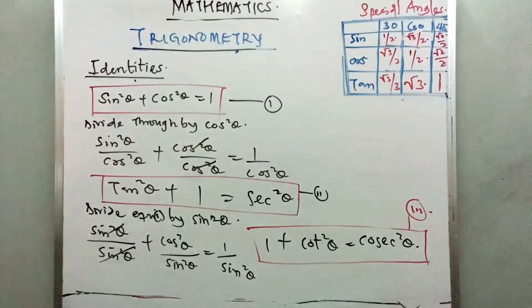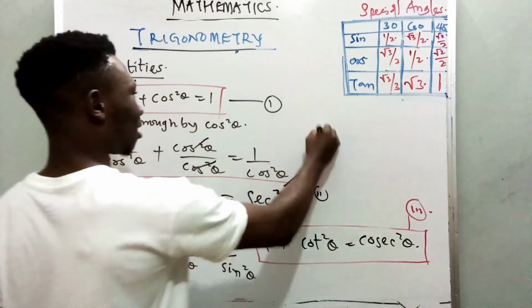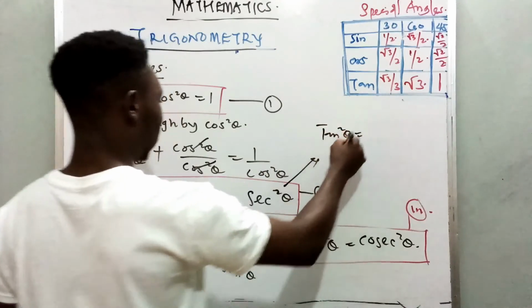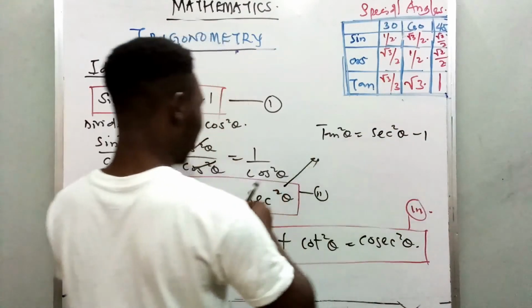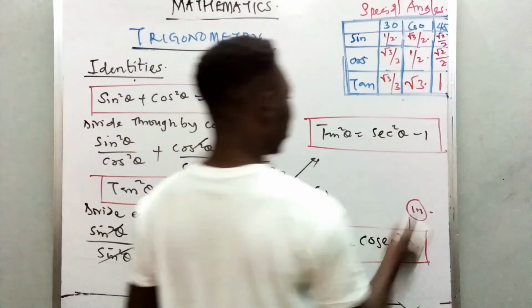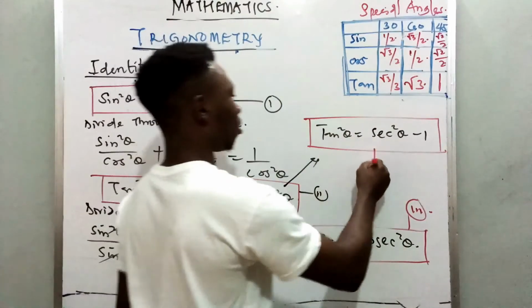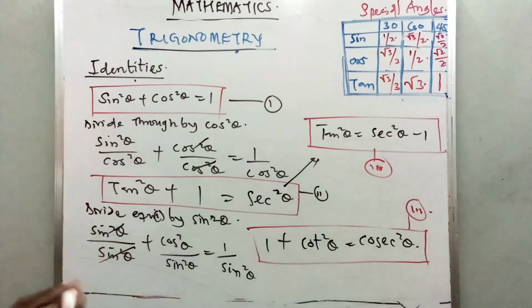So we can get as many identities as we want, we can interchange them. You can say from here that tan squared theta is equal to sec squared theta minus 1. This is also another relation. So you can just be changing them through the formula depending on what you are given. You can call this equation 4. So you can be interchanging them. They are various identities. So let us use this to solve one or two problems.